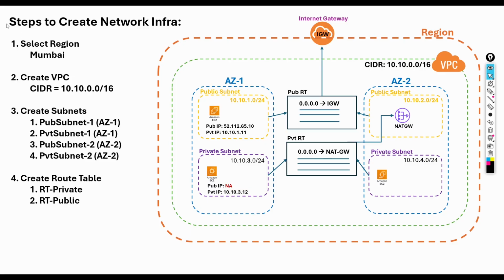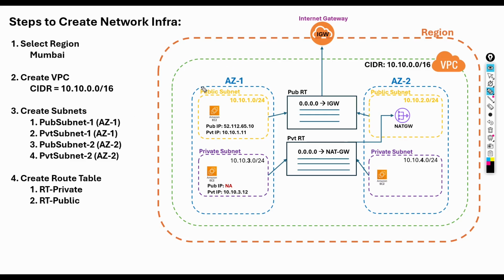So before moving to the AWS Management Console, let's discuss the steps that we are going to perform during our lab. As per the network diagram, we will select one region, the Mumbai region in our case. Then we will create one VPC. While creating VPC, we have to mention the CIDR block, and in our case, we will use 10.10.0.0/16.